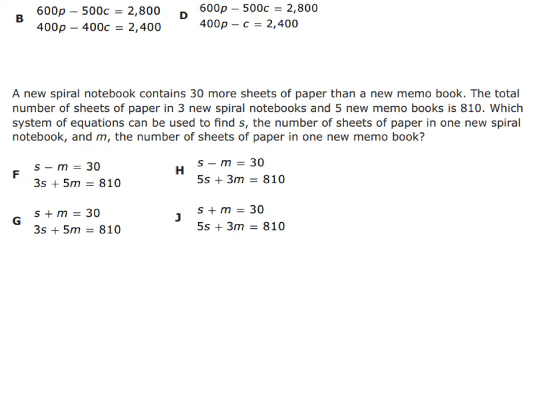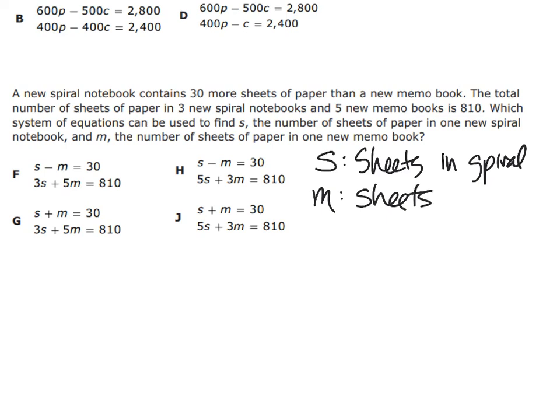S and M. What does S stand for? Sheets of paper in a spiral. And what does M stand for? The sheets in a memo. The sheets in a spiral versus the sheets in a memo book. That's what it told me, but I write it down again anyways. Now we can go back and read it one more time to highlight what's important.